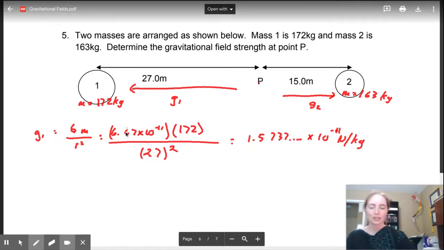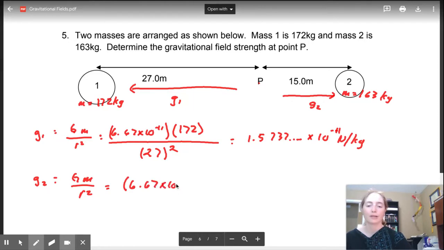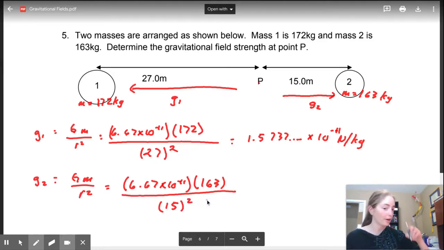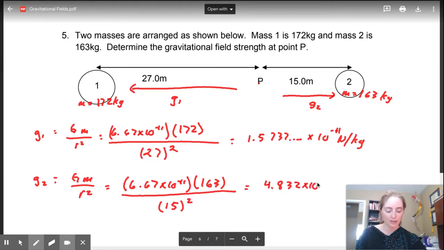Okay. So, ladies and gentlemen, G2, Gm over r squared, big G, always the same, M2, 163, divide by our radius of 15 meters squared. Don't forget to square your radius. And then we wind up, once plonked into your calculators correctly, 1.832 times 10 to the power of negative 11 newtons per kilogram. Try not to write on my face.